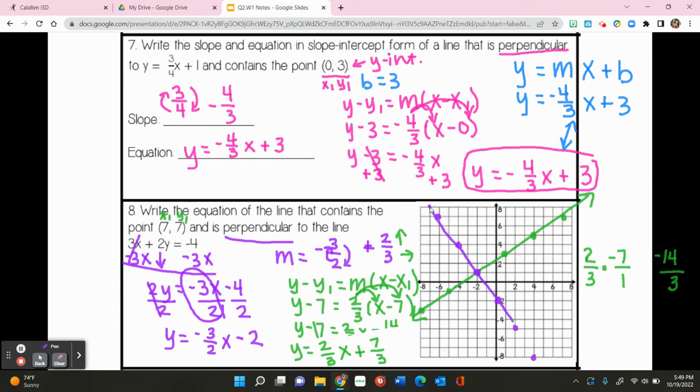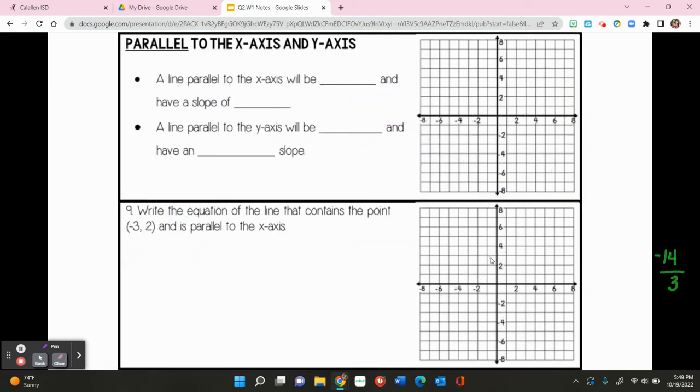When we graph this, we see that it forms a 90-degree angle. It forms a perpendicular right angle. Okay, so that is finding the equations of parallel lines and perpendicular lines. Now let's go ahead and take a look at lines that are parallel to the x and y axis.